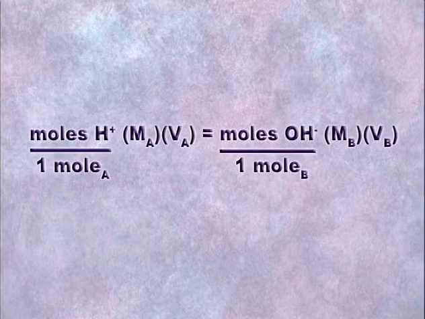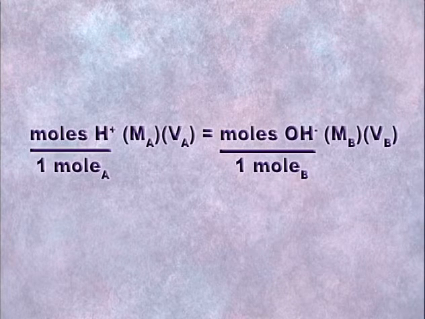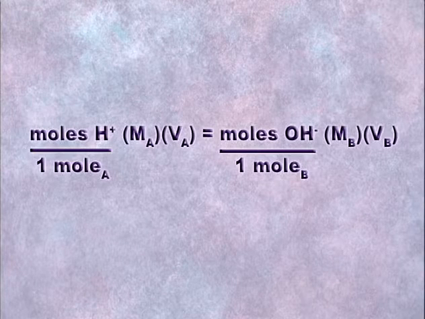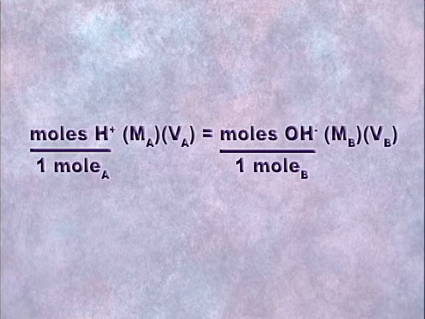Did you get it? Let's check your work. Again, you use the formula the moles of hydrogen ions per 1 mole of acid times the molarity of the acid times the volume of the acid equals the moles of hydroxide ions per 1 mole of base times the molarity of the base times the volume of the base.